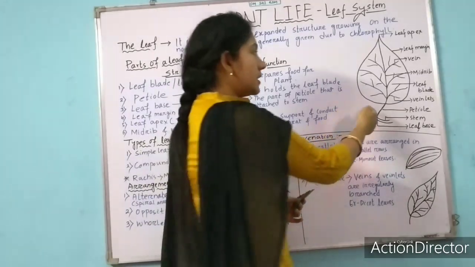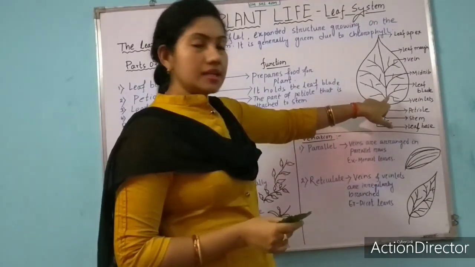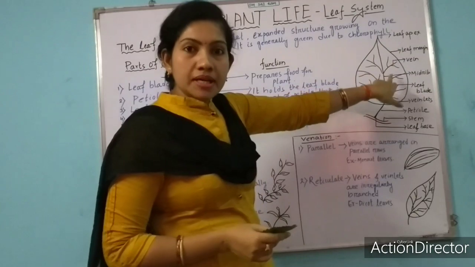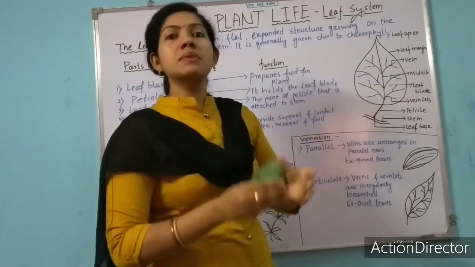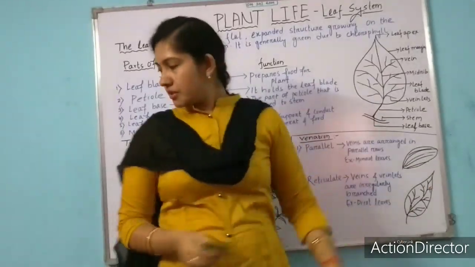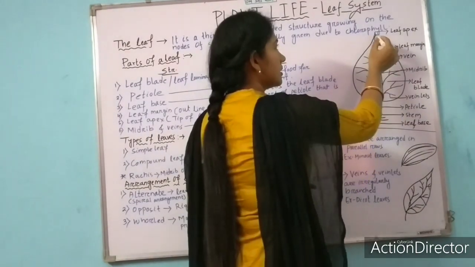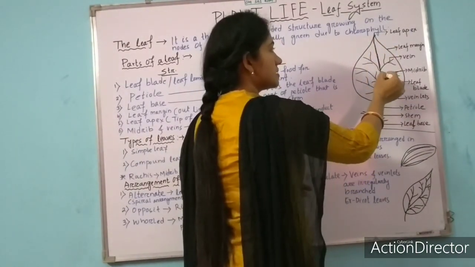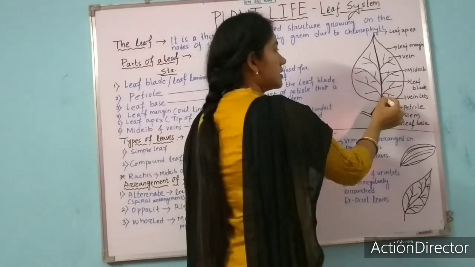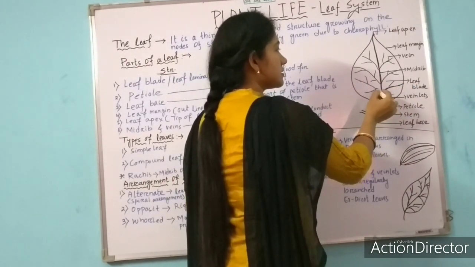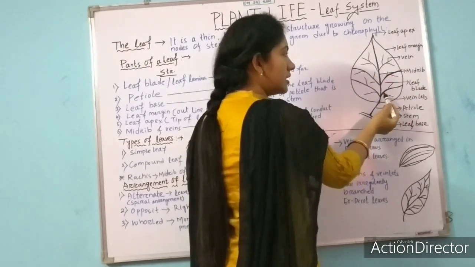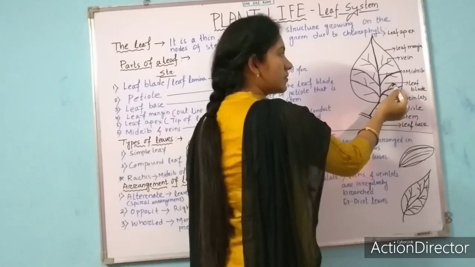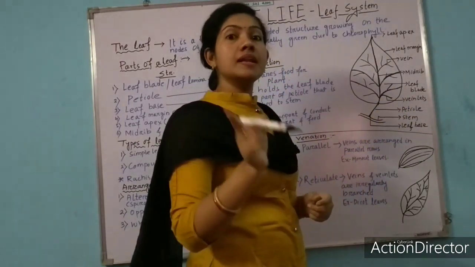The middle of the leaf we call the midrib, and by the side there are small extensions from the midrib. We call them veins. I am showing you here. This is the midrib. These are the veins. And again, can you see, there are some extensions from the veins. We call them veinlets.